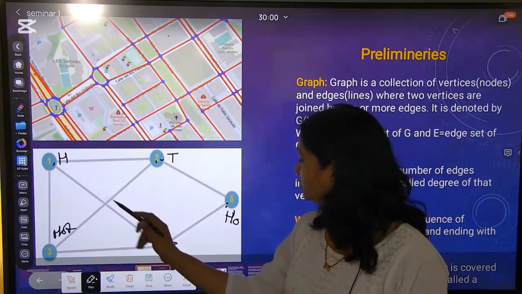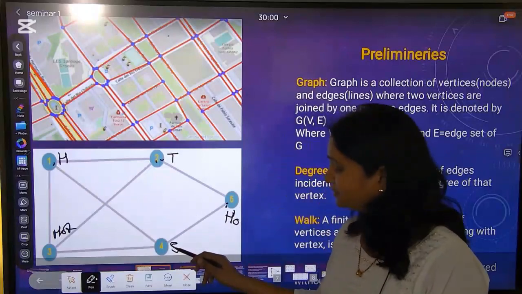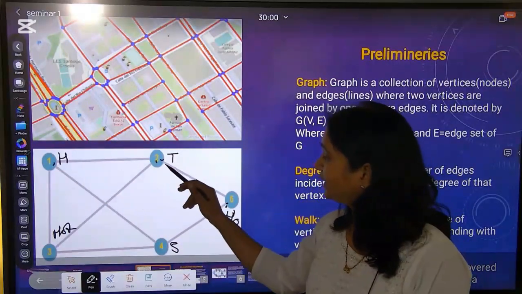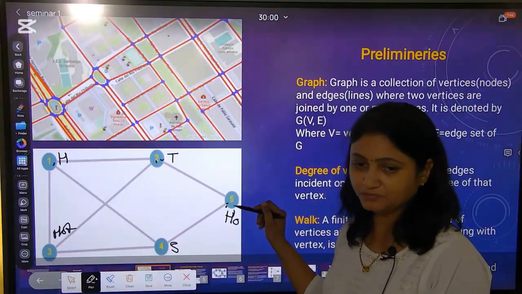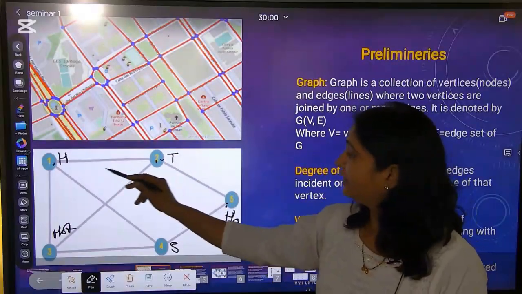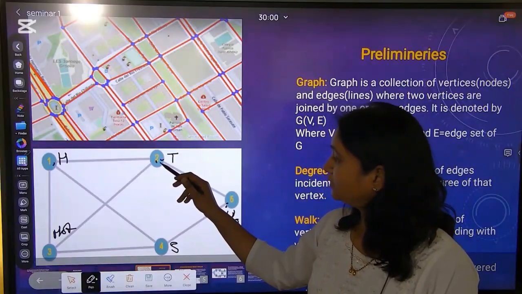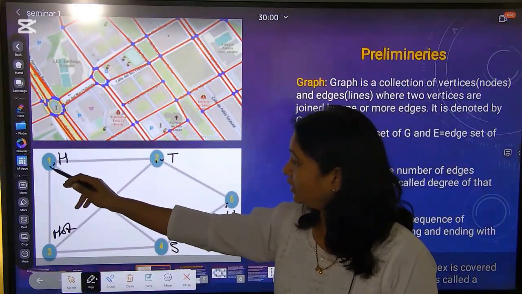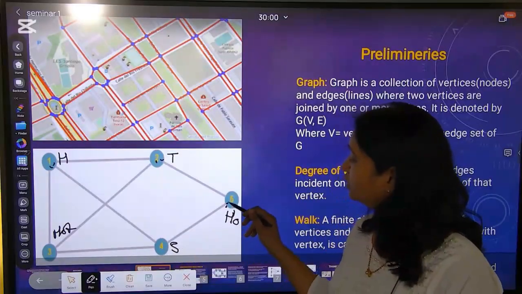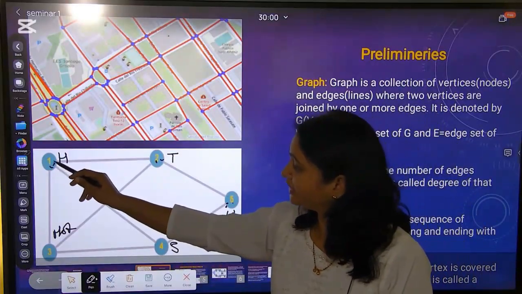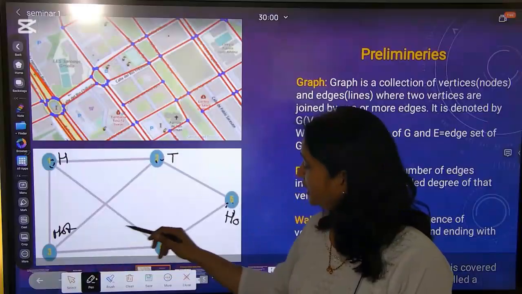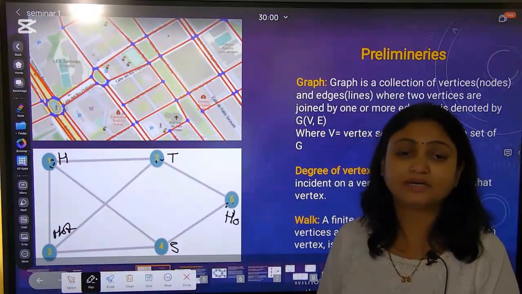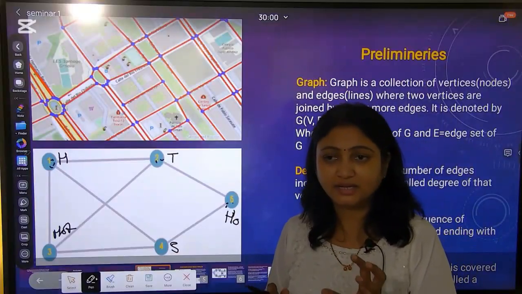Or if we want to go to school, we have direct access. Home to temple we have direct access, home to hospital we have to travel to temple, temple to hospital, or we can go home to school, school to hospital, or we can travel home to hotel, hotel to school, school to hospital. So, these all are nothing but the walk.